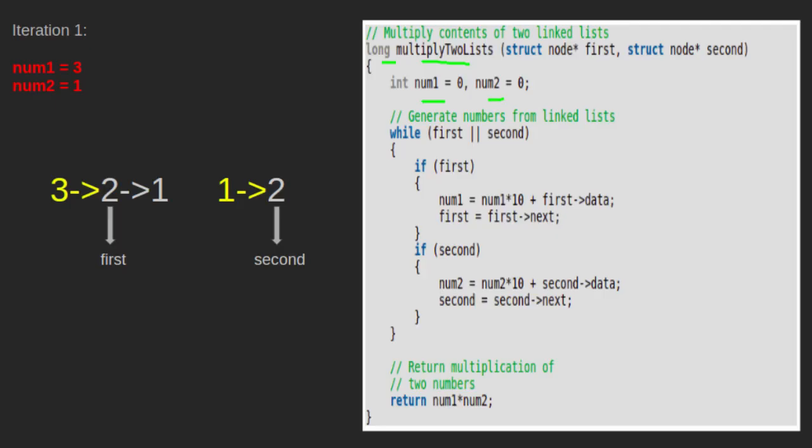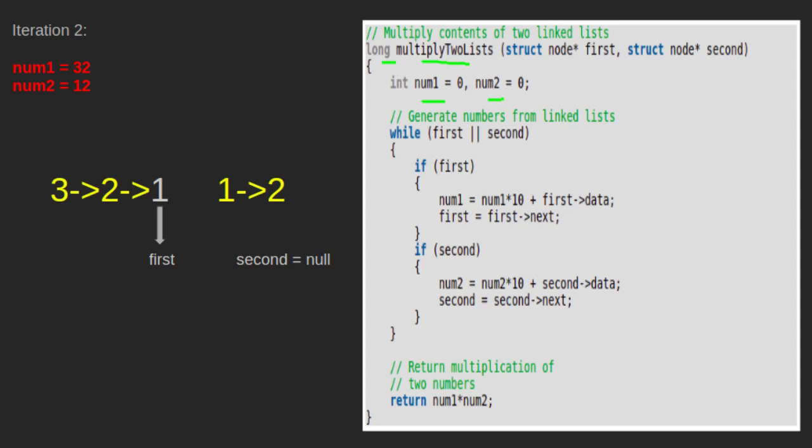In the next iteration, since first is not null, it will update the value of num1 with 3 into 10 plus 2, which is equal to 32, and will move first to the next node. Since second is not null, it will enter the second if and will update num2. So num2 will be equal to 1 into 10 plus 2, which makes num2 as 12, and will move second to the next node, which makes second as null. So we get num2 as 12.